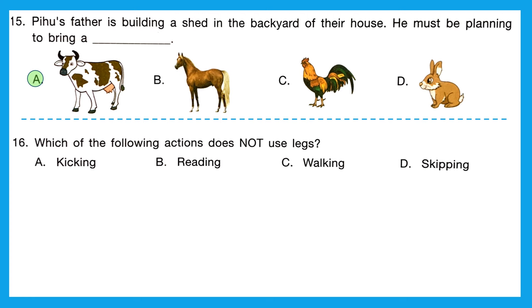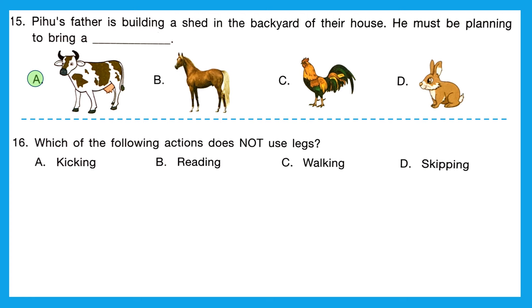Question 16. Which of the following actions does not use legs? So we need to find out of these actions, which one does not require leg. Kicking. Do we kick by our legs? That's right, we need legs for kicking. B. Reading. Do we read by our legs? No. We use eyes for reading.